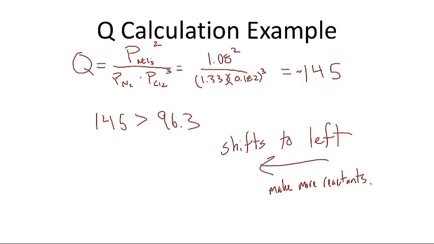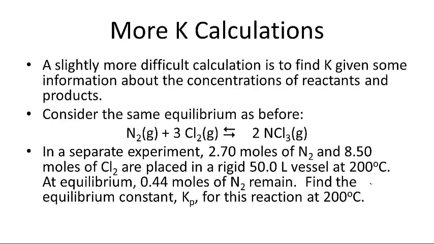Now we get to the fun stuff. So more K calculations. And here's where we're going to get to do some algebra. Yay. A slightly more difficult calculation is to find K given some information about the concentration of reactants and products. So now we have this same equilibrium, but we have moles of N2 and moles of Cl2 added to a container.